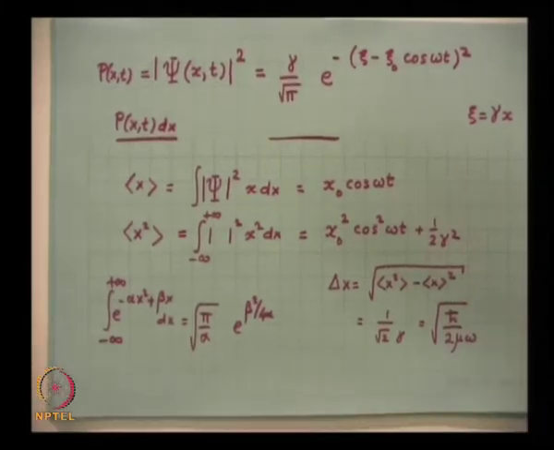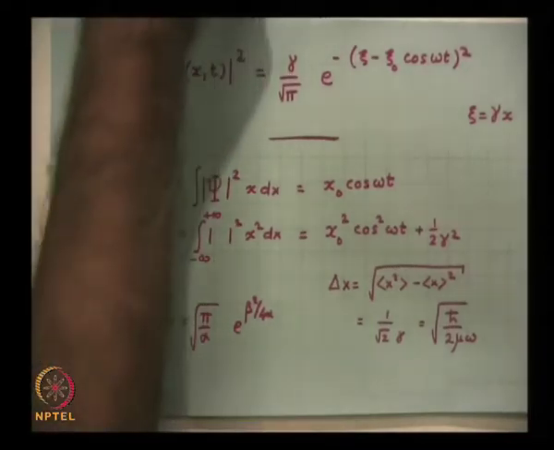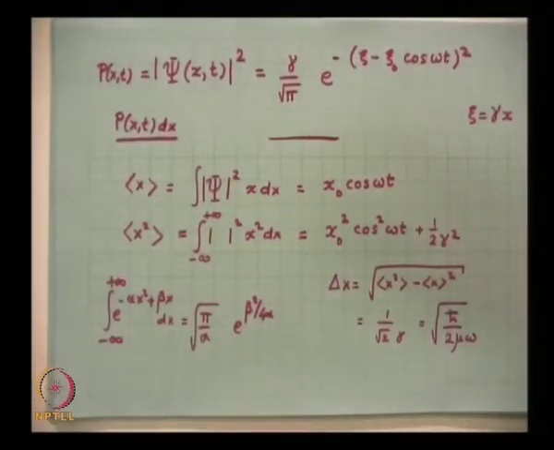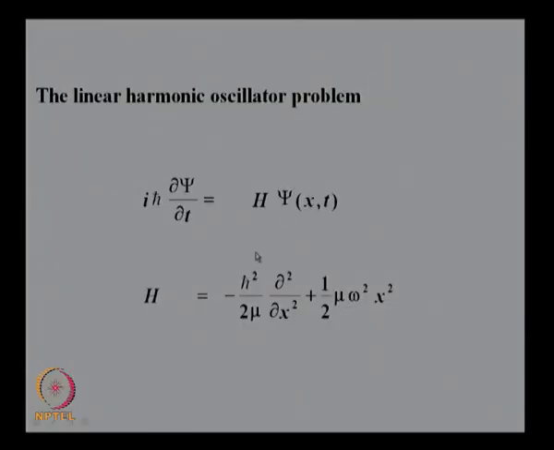Let me show you the temporal evolution, and then we will come back to this slightly later. So, we have been discussing the harmonic oscillator problem, and as I told you, this is just briefly going through what I have already done. So, this is my Hamiltonian, this is p square by 2 mu, and this is the potential energy function half mu omega square x square.